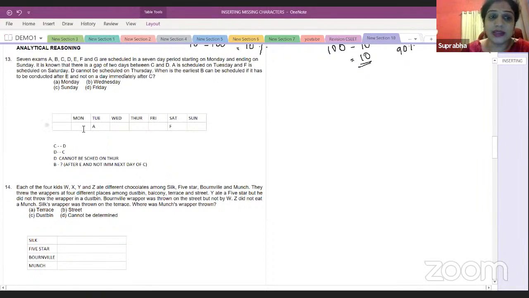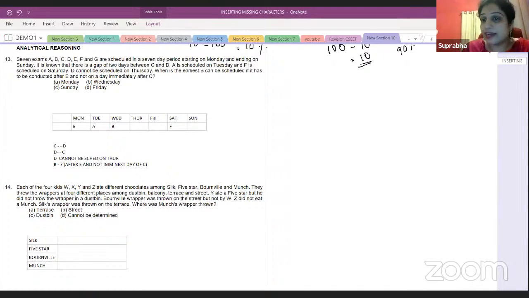Now I have to see where I can put B at the earliest. Obviously, earliest is Monday for me, but I cannot put B on Monday. Why? Because B exam should be conducted after E. So can I put E over here? If I put E, will the rest of the dates satisfy? We have to check. So after E, can I put B on Tuesday? Obviously no, because A is scheduled over there. Then comes when I put B here. Again, is it satisfying the two conditions? B should come after E. Yes, it is coming. B should not be immediately after C. Obviously no, because before that is A. So I'll put B here.